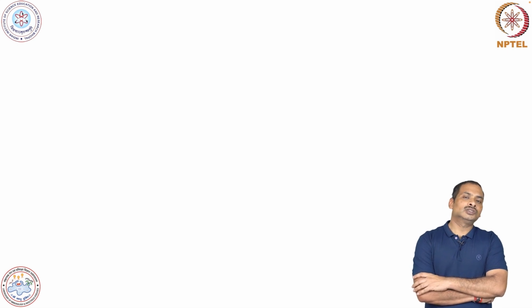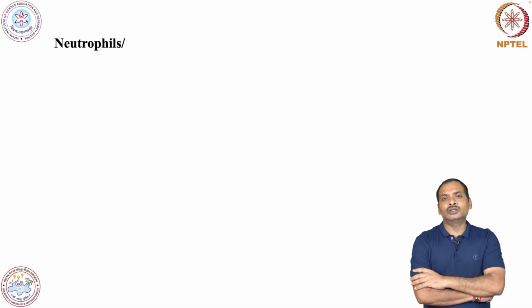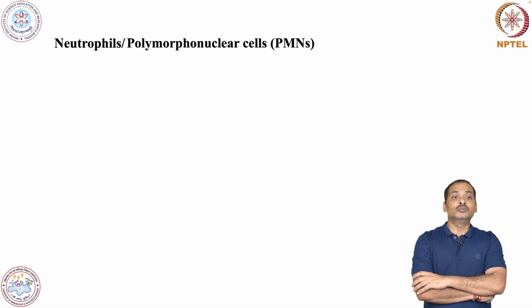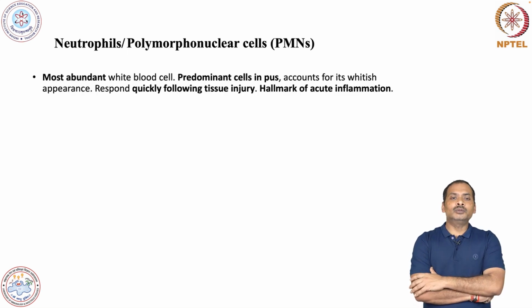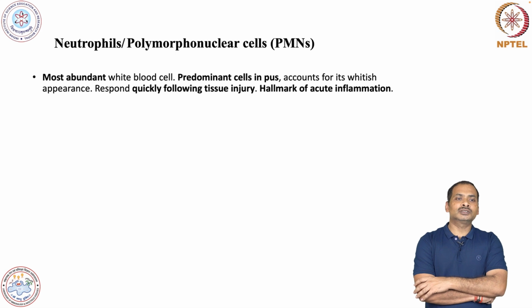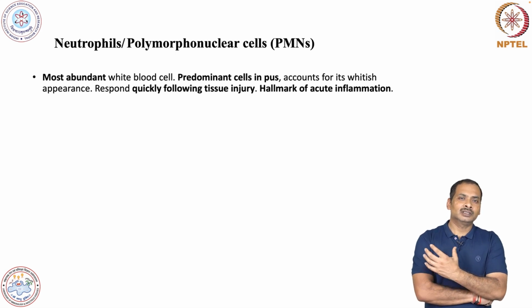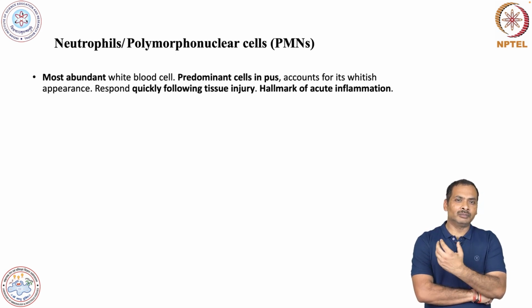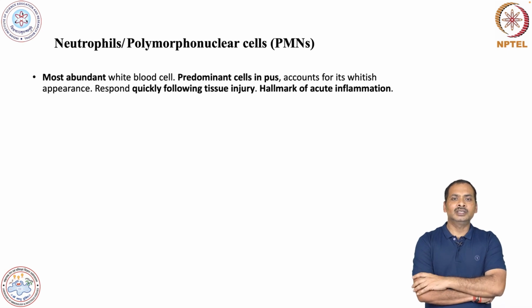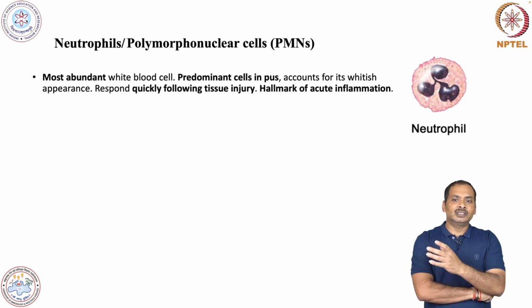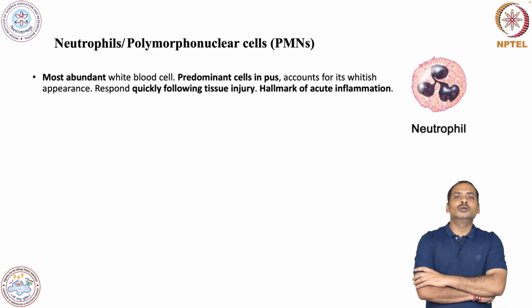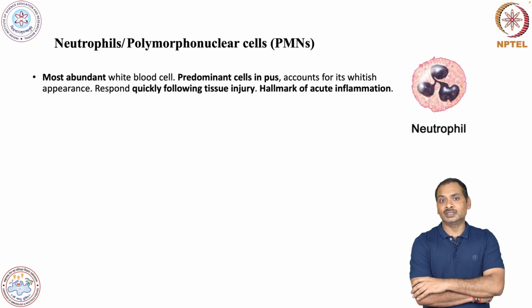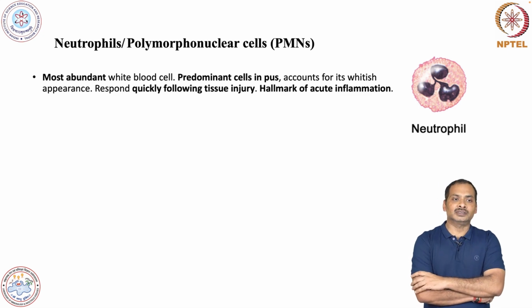Now, let us talk about the neutrophils. Neutrophils are also called polymorphonuclear cells. Why polymorphonuclear cells? Because they have a multi-lobed nucleus. Here you can see the multiple lobes of the nucleus. That is why we call it a polymorphonuclear cell, or in short form, PMNs.